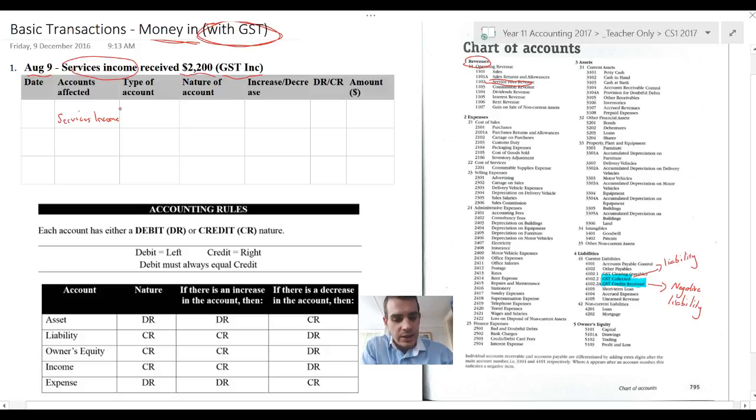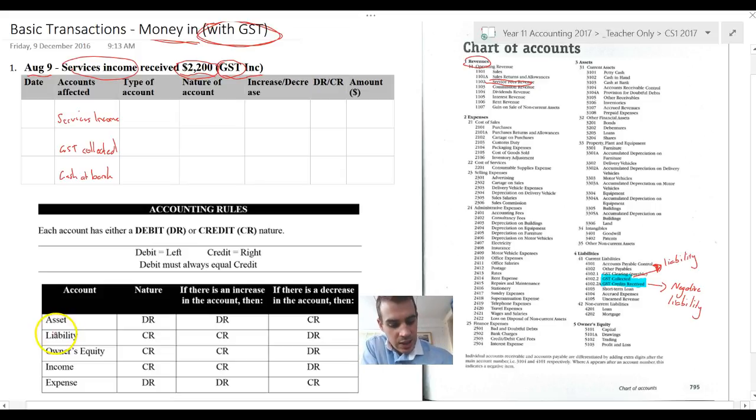The next account that we know is going to be affected is cash at bank because we received this amount of money. So I'm going to put this last, cash at bank. Now, the last account that's going to be affected is our GST account. Because we've collected money, we've collected a GST component on behalf of the government. So we actually owe the government some GST. So over here, this GST collected account, which is a liability, that's the last account affected. Now we can go ahead and fill out the rest of the information.